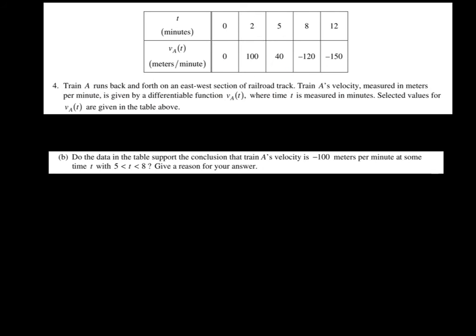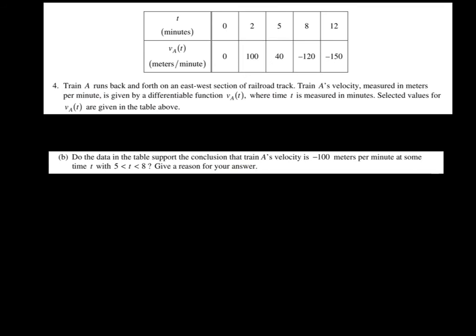And part B of the question asks us, do the data in the table support the conclusion that train A's velocity was negative 100 meters per minute at some time within the interval 5 to 8? And so this is an existence style question. We're not actually trying to find the value of t, we're just trying to prove whether it exists or not. And it's a perfect example of the intermediate value theorem.